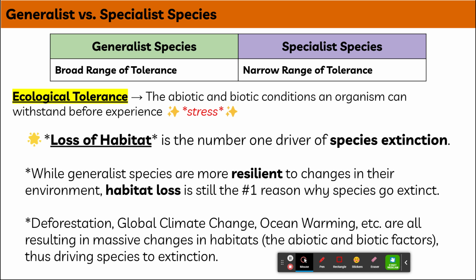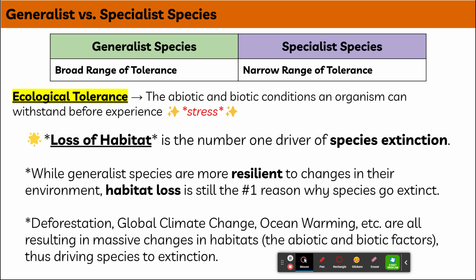And again, tolerance is any sort of abiotic and biotic condition that an organism can withstand before experiencing stress. So abiotic and biotic factors would be anything from temperature, pH, the amount of predators, the type of predators that are there, what sort of food supply you have. It's anything that an organism can be within and still survive and reproduce.